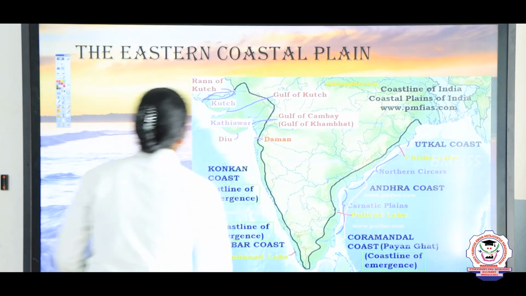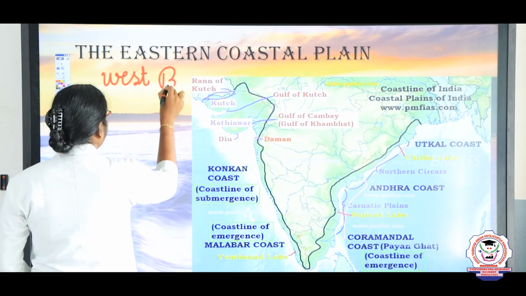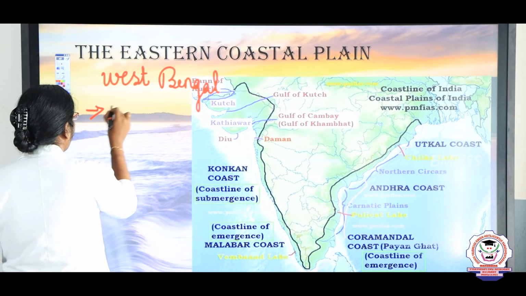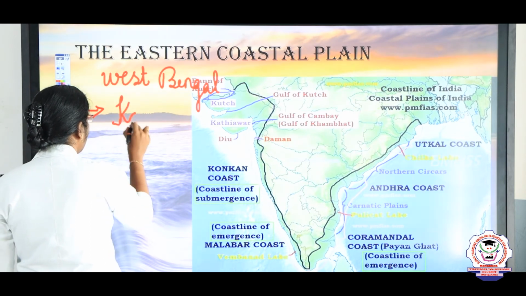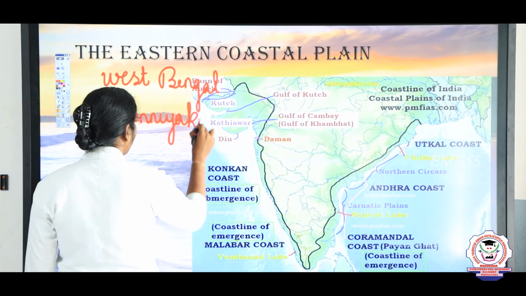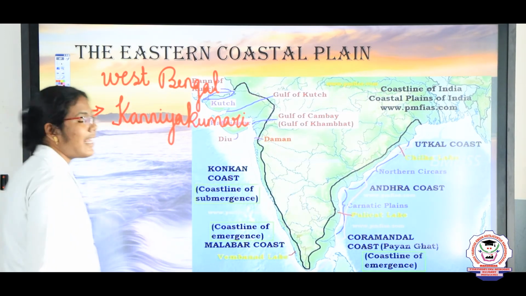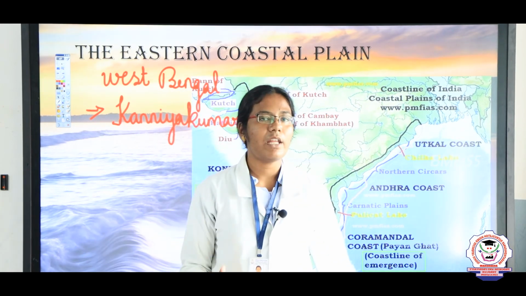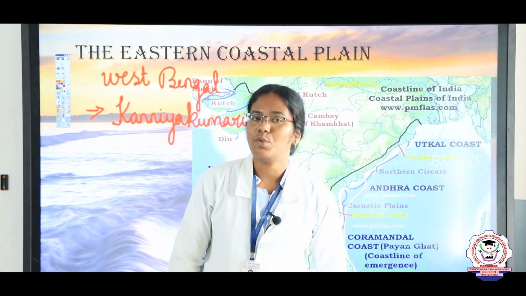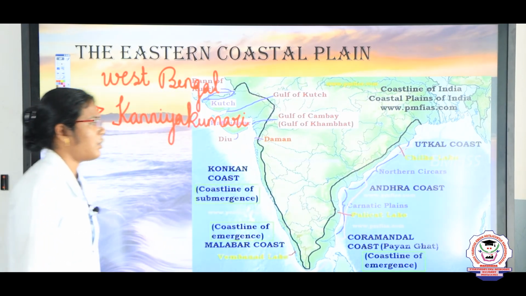It extends from West Bengal, B-E-N-G-A-L, West Bengal to Kanyakumari, K-A-N-I-Y-A-K-U-M-A-R-I. It extends from West Bengal to Kanyakumari. The land which is present in between the Eastern Ghats and the coast is said to be the Eastern Coastal Plain. It extends from West Bengal to Kanyakumari.